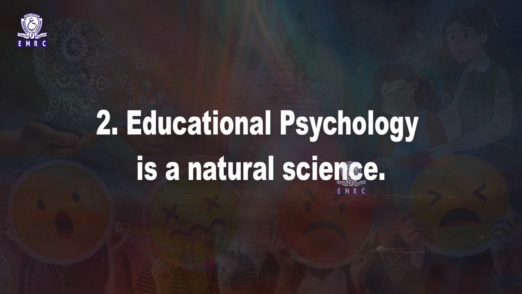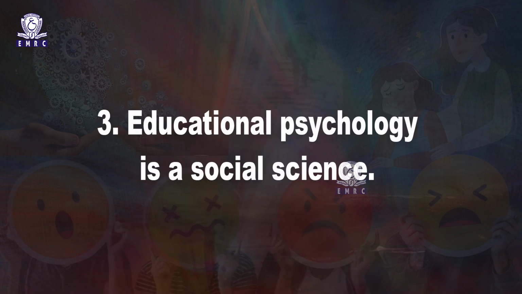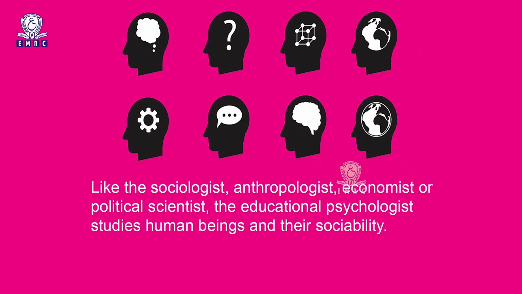The next point in understanding the nature is that educational psychology is a natural science. An educational psychologist conducts his investigations, gathers his data and reaches his conclusions in exactly the same manner as the physicist or the biologist. The next point, educational psychology is a social science. Like the sociologist, anthropologist, economist or political scientist, the educational psychologist studies human beings and their sociability.